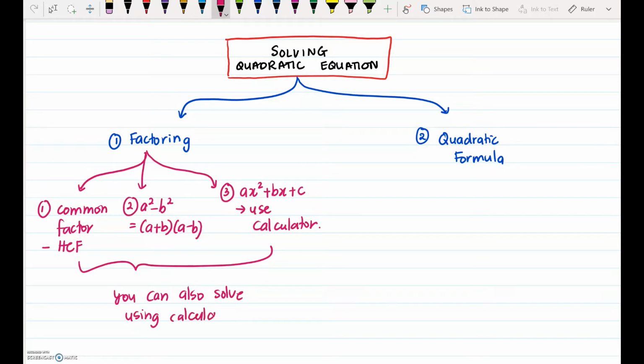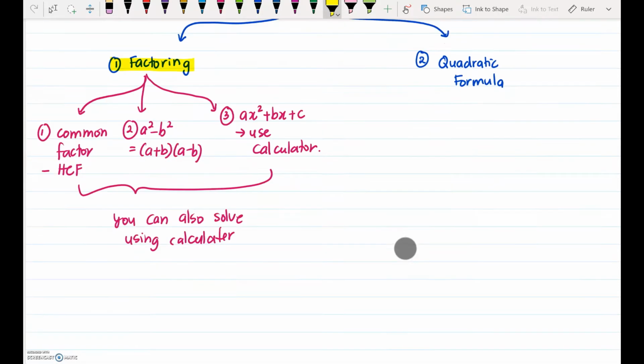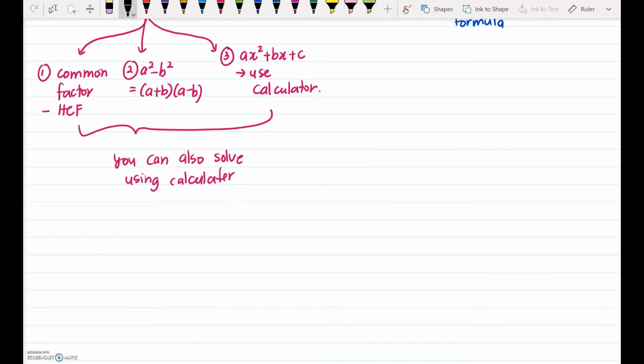So remember, to solve the quadratic equation in one variable, you must simplify your equation in the form of ax squared plus bx plus c equals to 0. Ini benda paling penting lah, mesti kena tukarkan dia dalam bentuk ax squared plus bx plus c equals to 0. So yesterday we have done the factoring. Let's see an example for factoring.